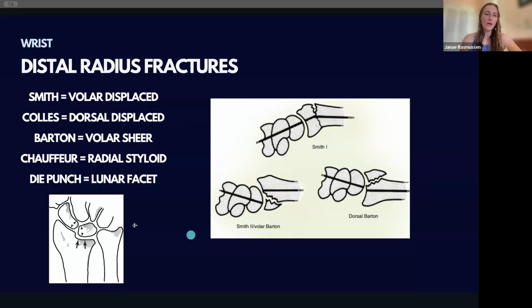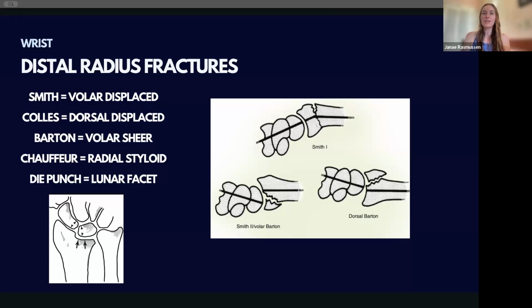And then more rarely you'll see things like the chauffeur or the die punch or the Smith. So once again, your goal as a medical student is, if you can memorize these names, great, but that's not the expectation. Focus on the anatomy. All these classifications and things I'm discussing, these are bonus points, but at the end of the day, these are the expectations of us as residents.